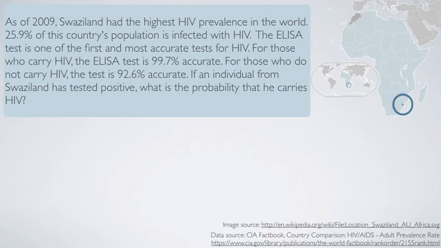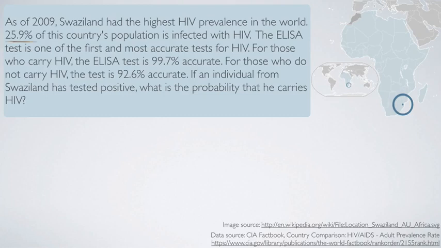Swaziland has the highest HIV prevalence in the world. 25.9% of this country's population is infected with HIV. The ELISA test is one of the first and most accurate tests for HIV. For those who carry HIV, the ELISA test is 99.7% accurate. For those who do not carry HIV, the test is 92.6% accurate. Note, by the way, that these probabilities are estimates. If an individual from Swaziland has tested positive, what is the probability that he carries HIV?